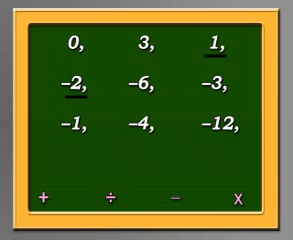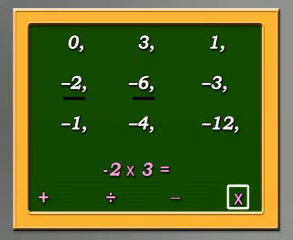1 and -2. Aha! We only have multiply and subtract left. So if we subtract 3 from 1, we get -2. So first we added, then we divided, then we subtracted, and now we multiply. If we multiply -2 by 3, we get -6.